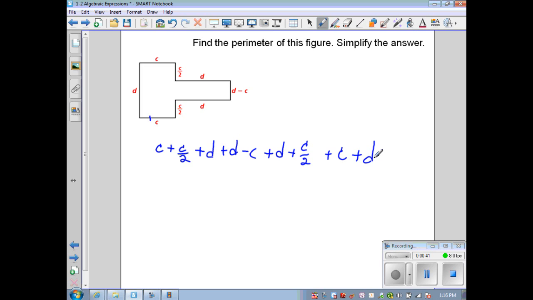Now what we want to do is combine like terms in this expression. So all our C's need to either add or subtract depending on the sign of the coefficient. C plus 1/2 C is 1.5 C. 1.5 C minus 1 is just a positive half C. A positive half C plus a positive half C is 1C. 1C plus 1C is 2C. And I've used all those terms. What remains are my other like terms, which are my D's. D plus D is 2D, plus D is 3D, plus D is 4D. So my solution for the perimeter is 2C plus 4D.